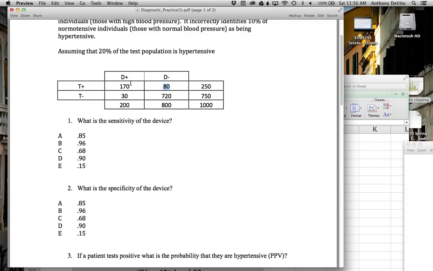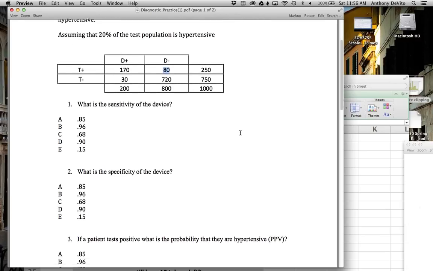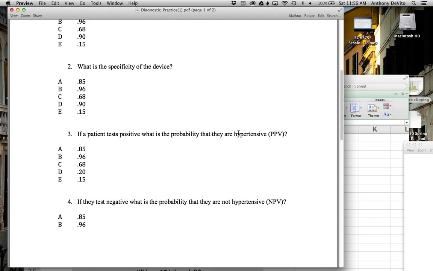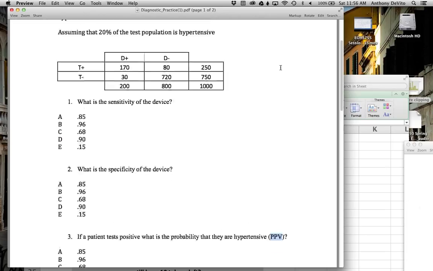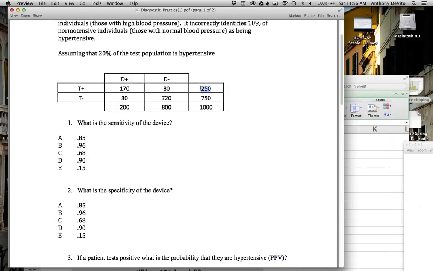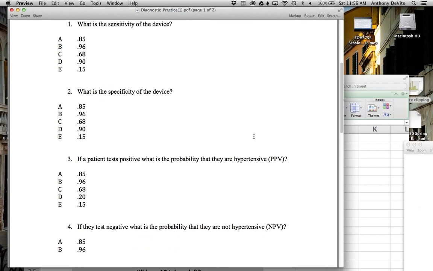So the probability is 170 over 250. I think that's going to be, what is that, 68%? I think that's 68%, that one right there. That is called our positive predictive value. How reliable a positive test is, positive predictive value. It's 170, number of people who had the disease and tested positive, over the total number of people that tested positive, right, which is 250.